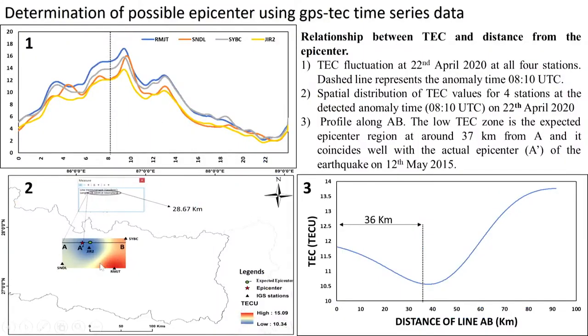Here also, with this you can calculate the epicenter, but in this case you should have a good array of data, then only can you get the probable epicenter. Here you can see it is coming 36 kilometers, and actually the epicenter is 28 kilometers, so there is an 8 kilometer deficit, but still it's giving good information that in this region there will be an epicenter.